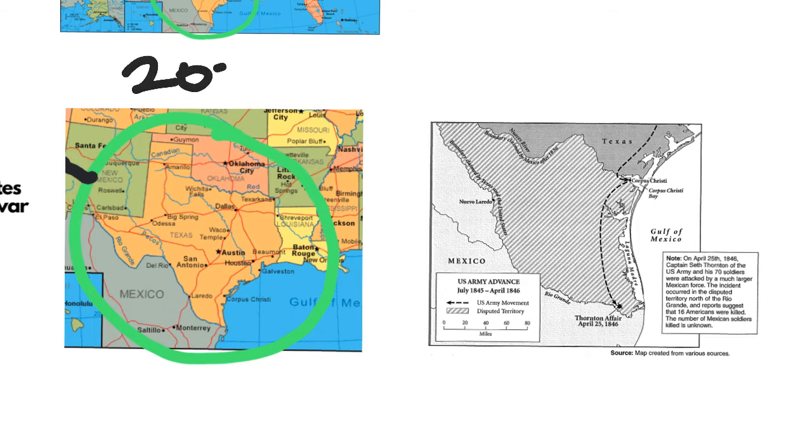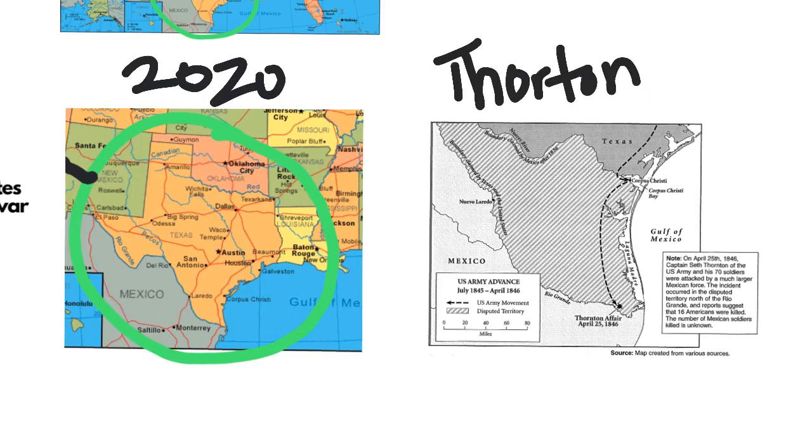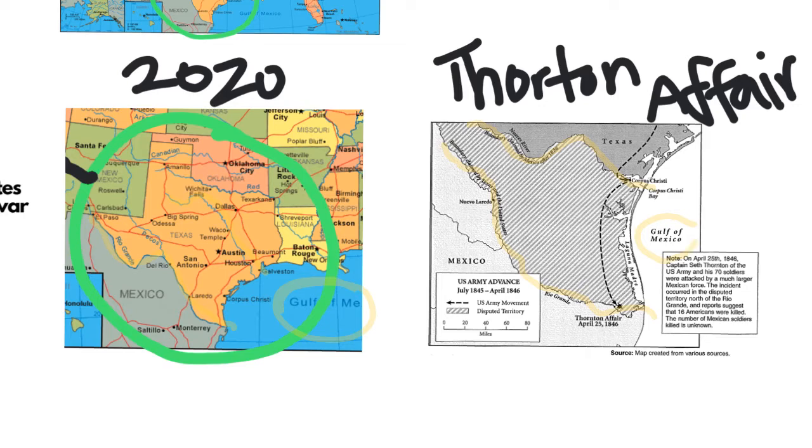So here again is our 2020 map, and over here is a map that is going to show you what happened during the Thornton Affair. Notice the similarity in the landmarks between these two maps. For example, here, this is a river. It's the same Rio Grande River. The same with this, the Nueces River up here is the same as this river right here. The Gulf of Mexico, the Gulf of Mexico. You can even see some of the same cities like Corpus Christi right here and Corpus Christi right here.